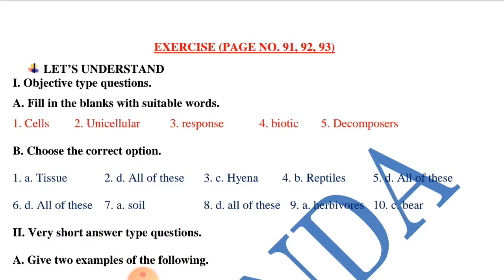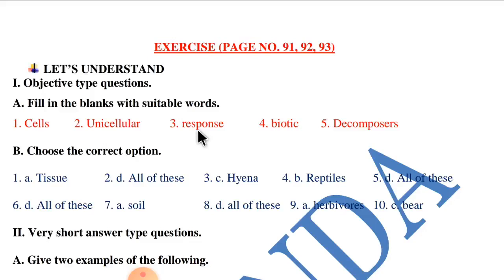These are the building blocks of the body. Cells are the building blocks of the body. Second, in these organisms, all life processes are carried out by a single cell. Unicellular. In unicellular organisms, all life processes are carried out by a single cell.